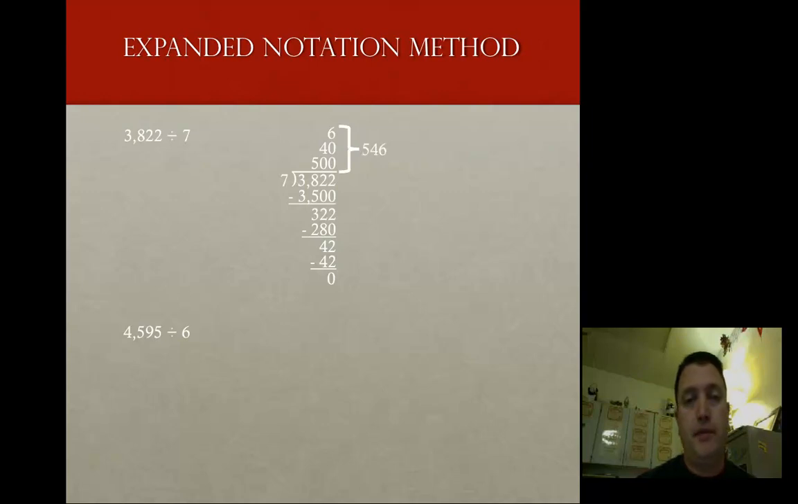Now when we do the expanded notation method, all we have to do is put a bracket up there. I add those up. That equals 546. I just add those numbers on top, and that equals 546. Let's look at the one for these exact same numbers that I used last time, just looking at it from a different method.